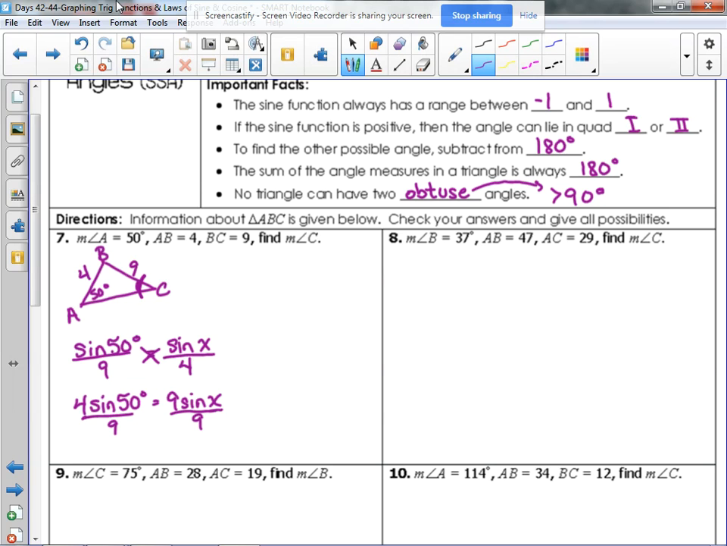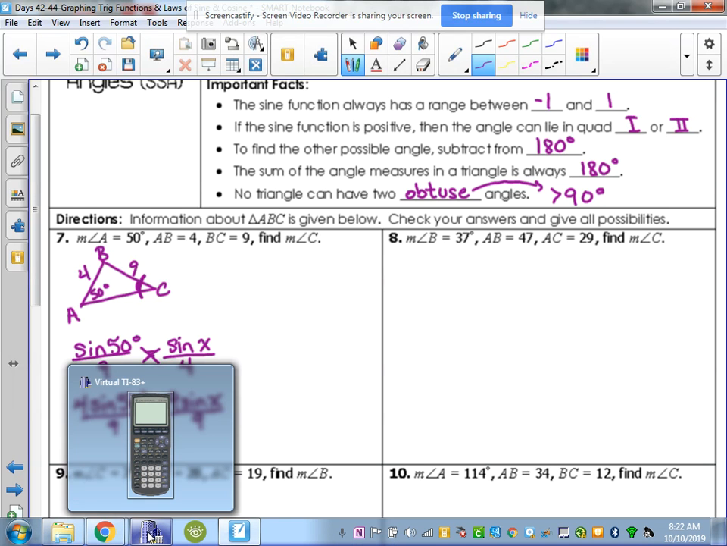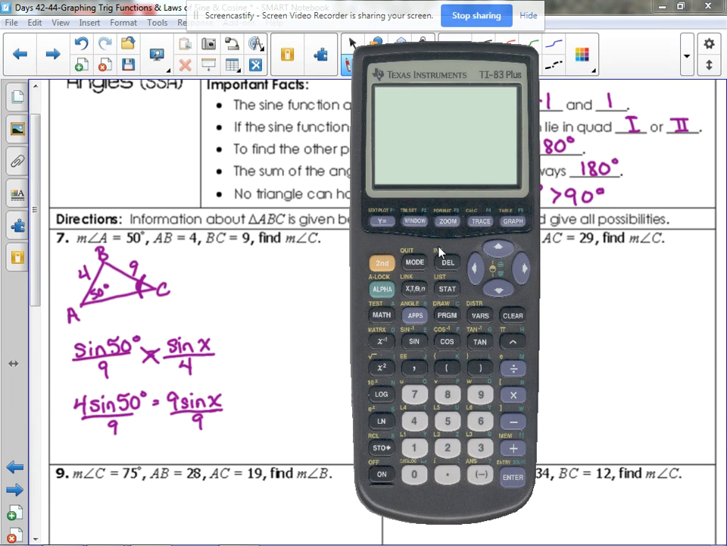So we can work this out, but we're going to want to store it as x because we don't want to lose our accuracy. Okay, so 4 sine 50 divided by 9, go ahead and store that as x because we're going to need it stored as x later on.